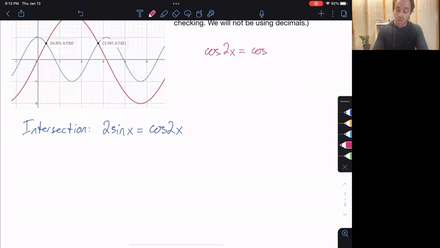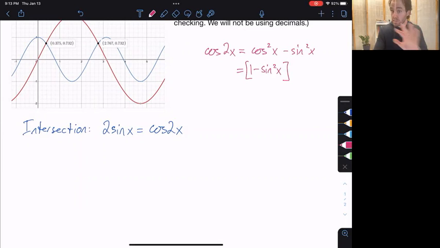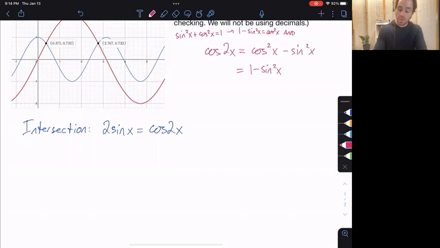Cosine of 2x is cosine squared of x minus sine squared of x. Now, this also can be put into a couple of different forms. It can be put into the form 1 minus sine squared of x, like that's cosine squared of x, isn't it? Take a second to check. Yes, because sine squared of x plus cosine squared of x is 1. That means 1 minus sine squared x is cosine squared of x. And 1 minus cosine squared of x is sine squared of x.